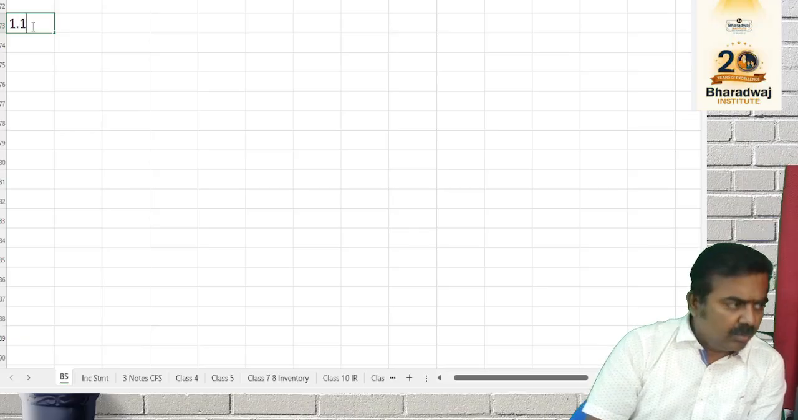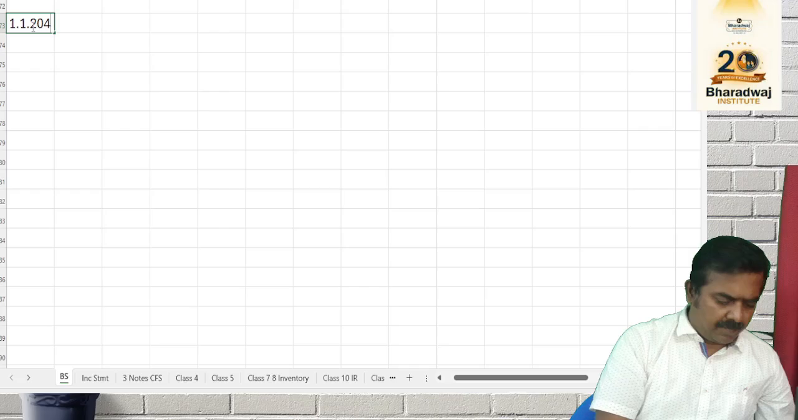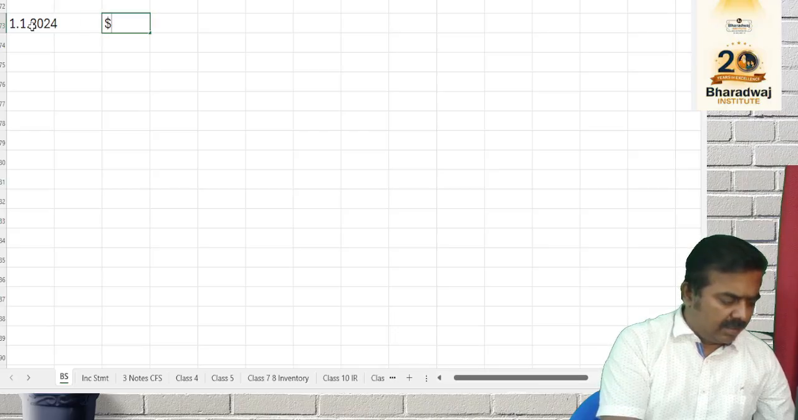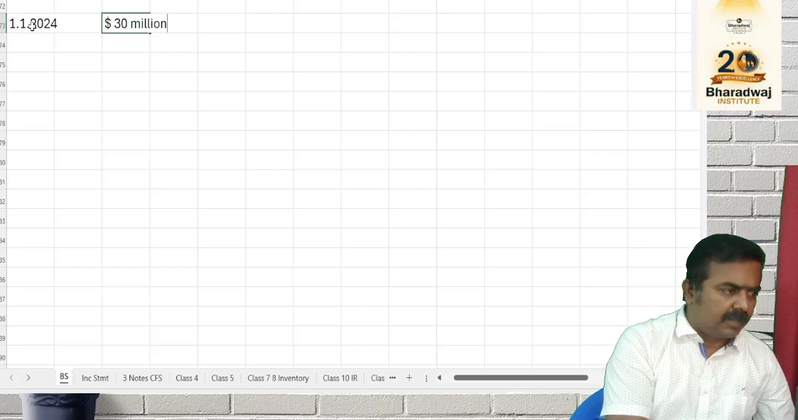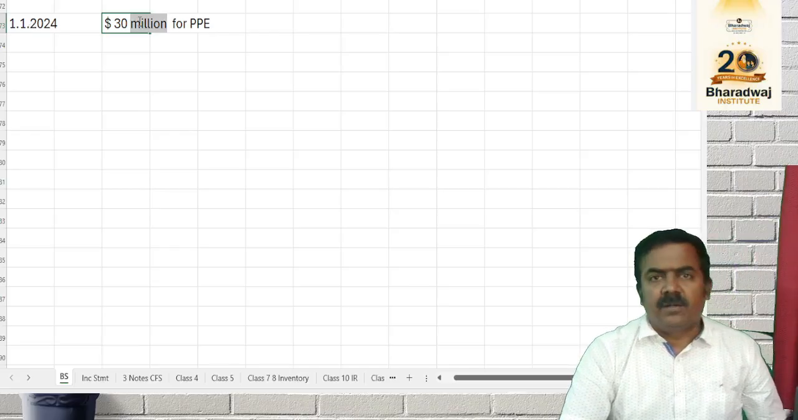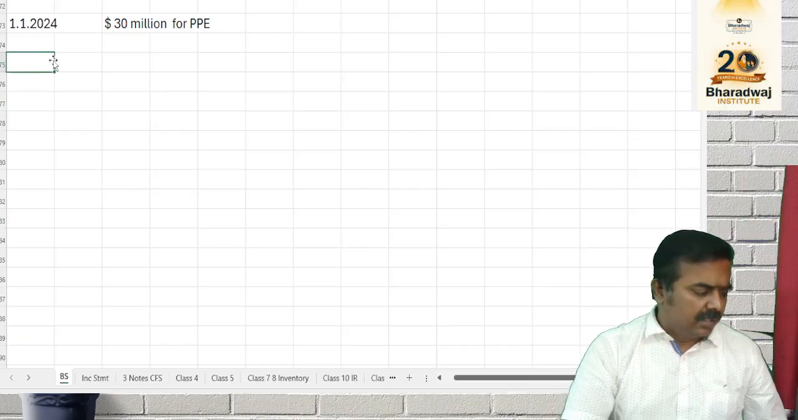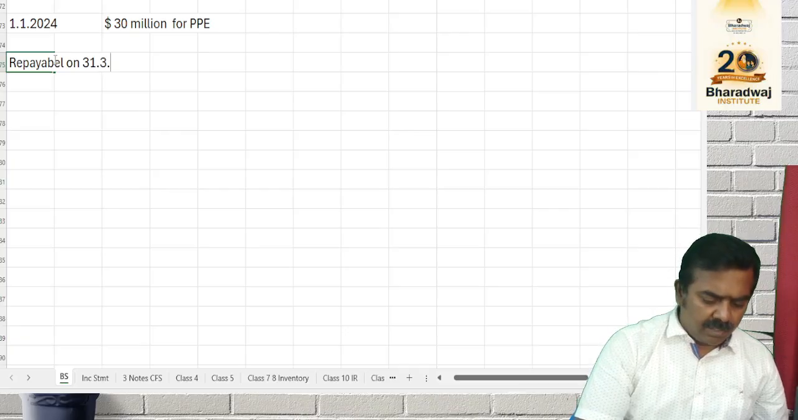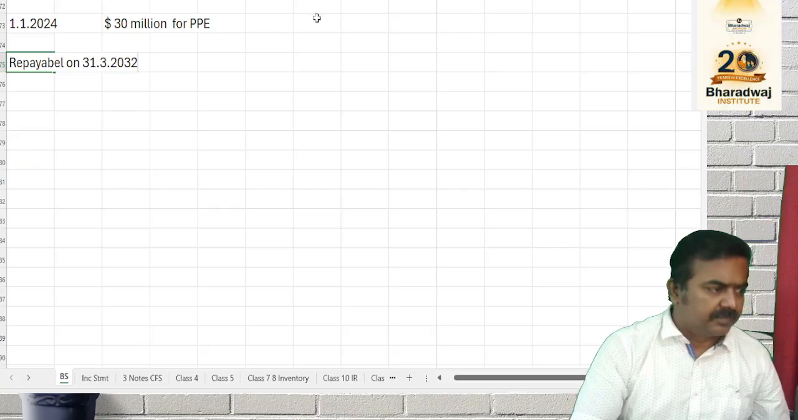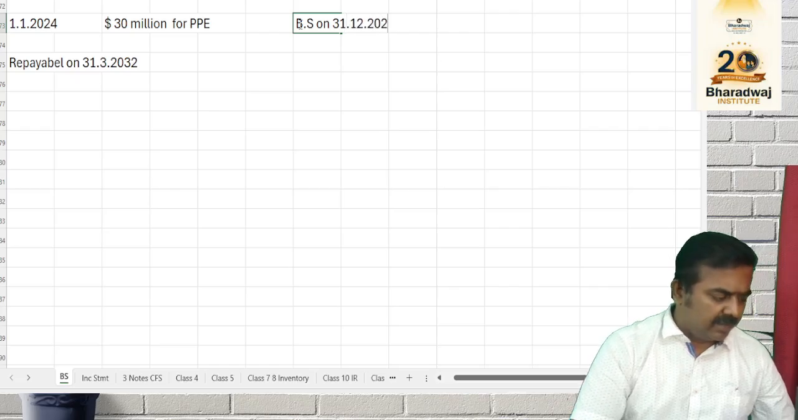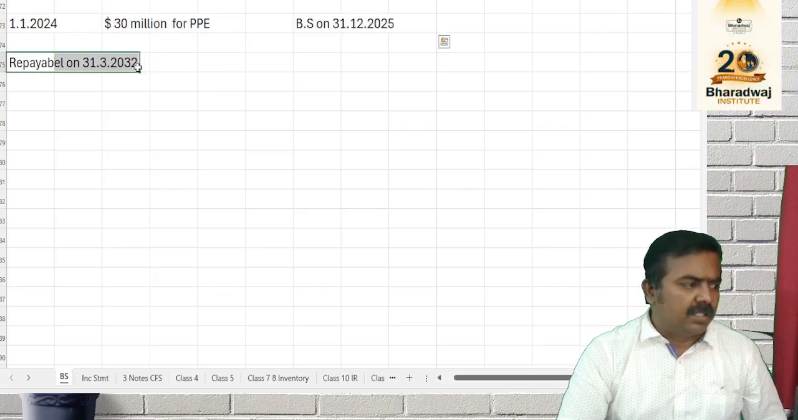I borrowed money on 1/1/2024, $30 million. For purchasing plant property equipment, I took a loan. What is the purpose of taking the loan? To purchase plant property equipment. The loan is repayable on 31st March 2032. We are preparing the balance sheet on 31/12/2025. Will this loan be called a long-term loan or short-term loan?